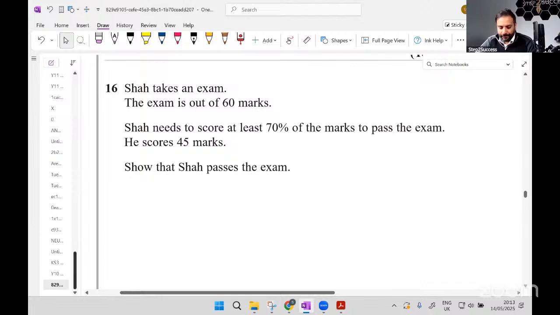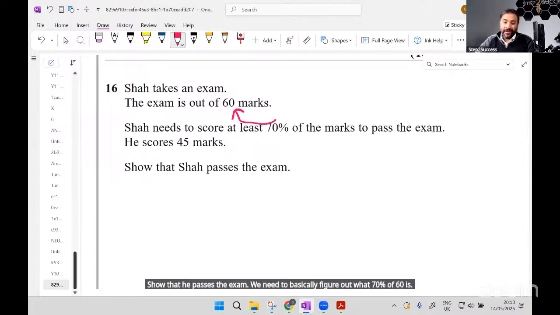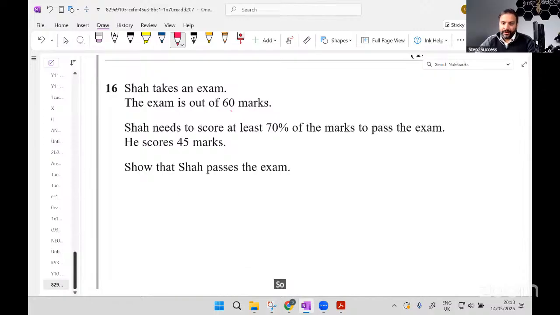Someone takes an exam. The exam is out of 60 marks. They need to score at least 70% of the marks to pass the exam. He scores 45. Show that he passes the exam. We need to basically figure out what 70% of 60 is, which you might just be able to do in your head, because 10% is 6. So 70% is 42 if you just times it. So therefore you've done it, right?